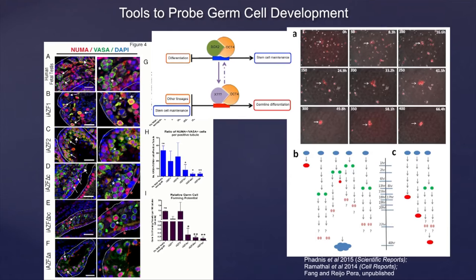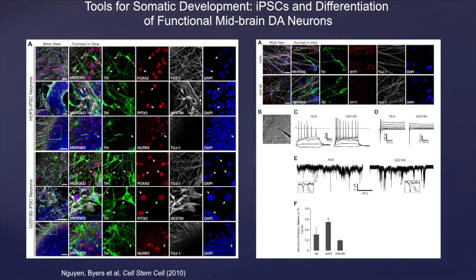And so I'd like to say that the tools are available to probe, for the very first time in the history of science, fundamental questions like what is the function of these genes in the human germline? Shown on this slide, we can make germ cells, we can look at molecular programs that are required to make germ cells, and we can track, as shown on the right-hand side of this slide, cell division and cell timing as events are occurring. We also have the tools to make neurons.